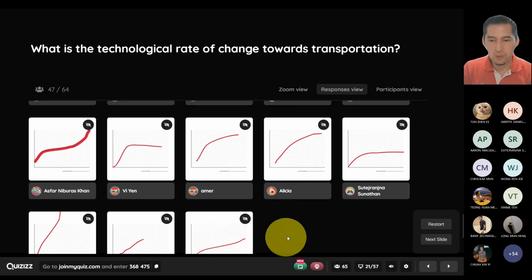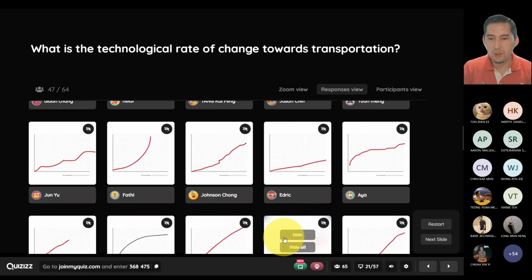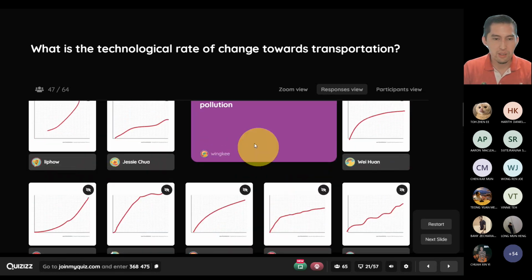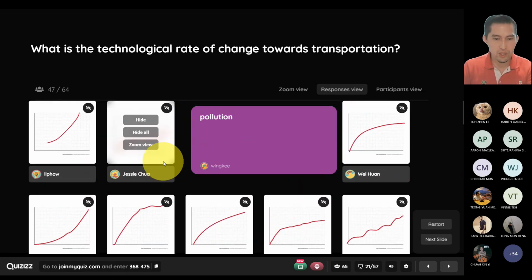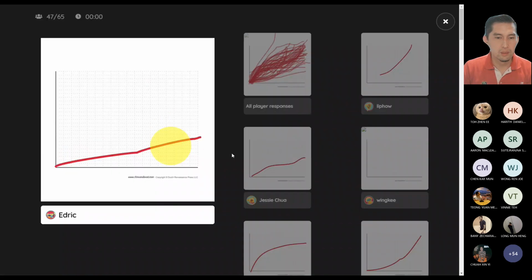So the closest one to the answer in general, we're not talking about any specific transportation, we're talking about transportation in general, is, if I'm not mistaken, Edric's answer I saw just now, which is similar to what Jesse is mentioning as well.